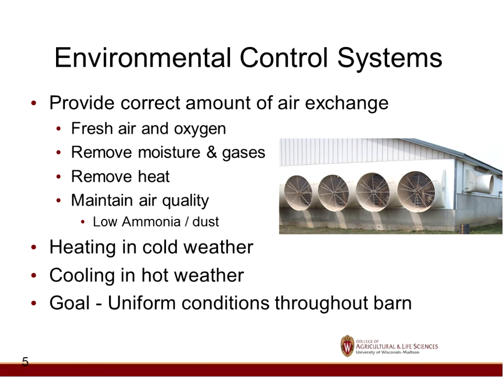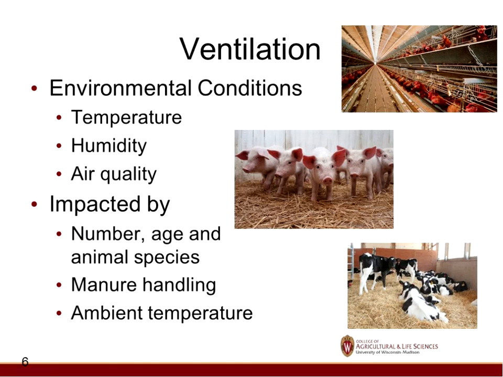Environmental control systems: the reason we're ventilating is to supply fresh air and oxygen, to remove moisture and gases, remove heat, and maintain air quality. That usually means ammonia level. Sometimes dust, but usually it's ammonia level. Moisture and heat are reasons we need to ventilate during the summer, but in the wintertime we have a minimum ventilation rate, usually tied to air quality or moisture, depending on the species. In cool weather we may have to heat the building if we're using swine, and then we have to cool the building in hot weather. The goal of any environmental control system is uniform conditions throughout the building, so you don't have dead spots or bad spots.